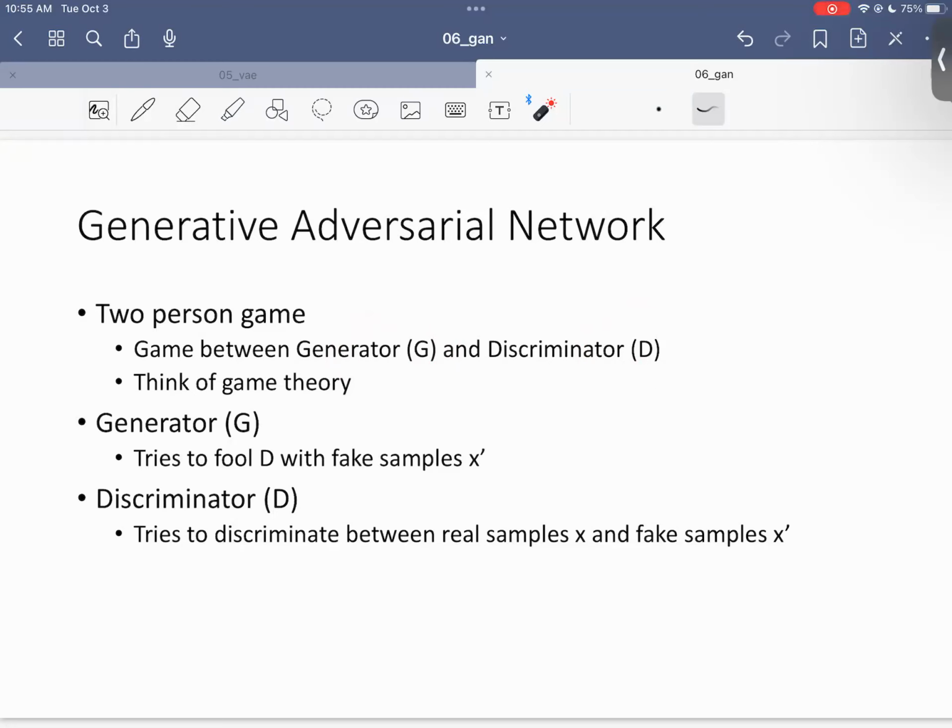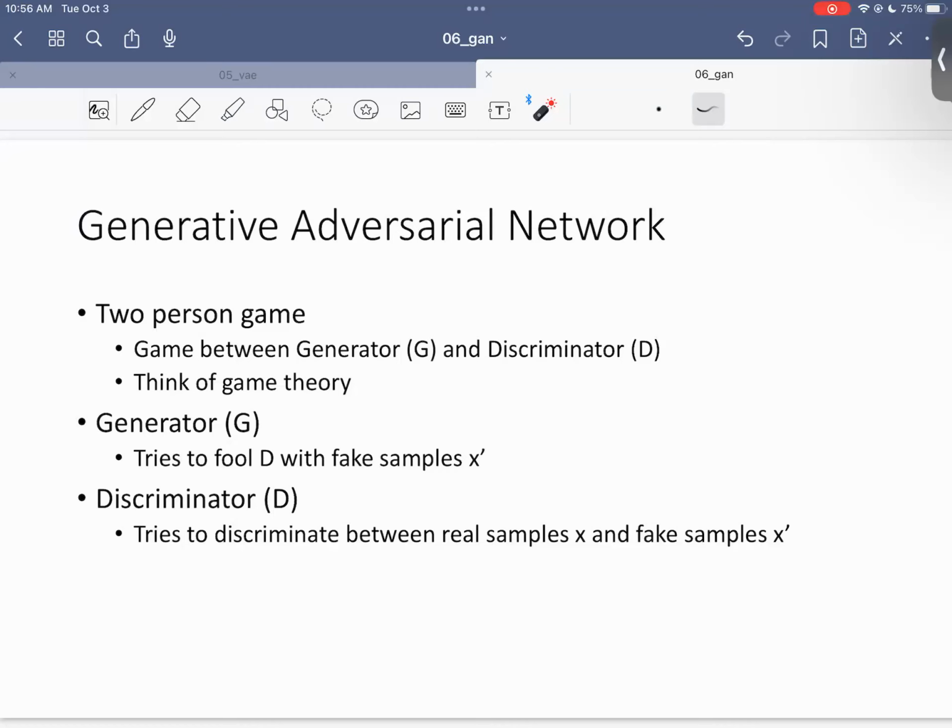So what G, the generator, tries to do is to fool D. D is the discriminator. So G is trying to fool D with fake samples. G is the one that generates fake samples, and it wants to fool D. So what does D do then? D tries to discriminate between real and fake samples. So D is like a police officer, a cop or a judge.